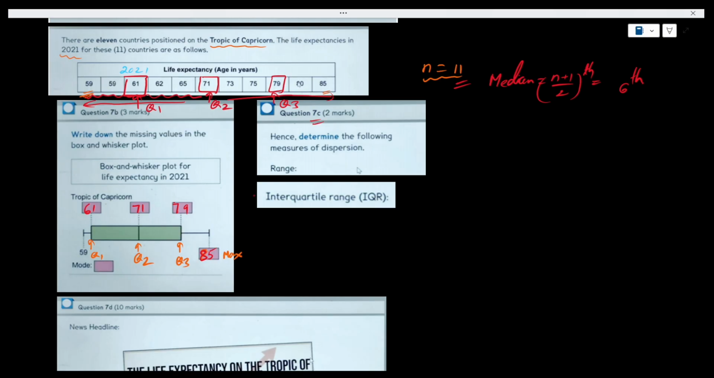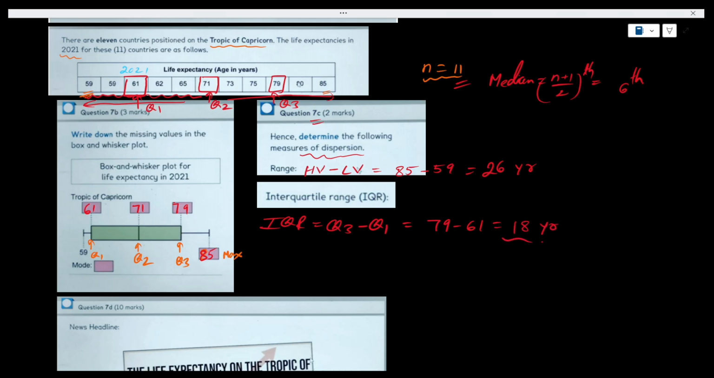And after that, the next part says, determine the following measures of dispersion. Dispersion means how the data is spread. So what is going to be the range? Highest life expectancy minus lowest value. If you take 85 years minus 59, you will get the answer 26 years. So the range here is 26 years. And how do you get the interquartile range? You know that the interquartile range is Q3 minus Q1, upper quartile minus lower quartile, which is 79 minus 61. If you do that, you will get 18 years. So this is the data here.